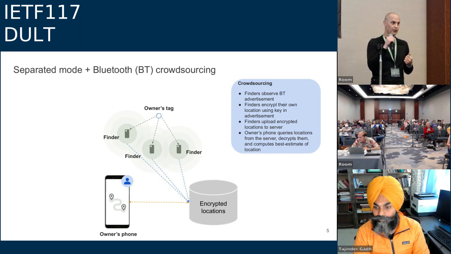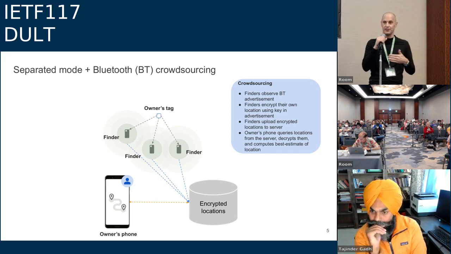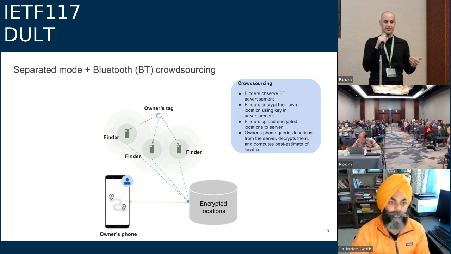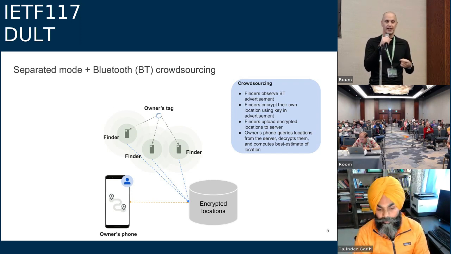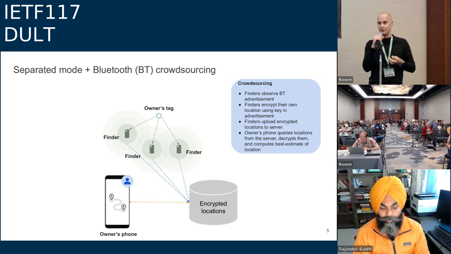Then when the owner's phone wants to know, hey, where's my tag right now? It will query the server for the set of keys that are valid at that time and maybe in the recent past, pull down all the records from the server associated with those keys, decrypt the locations because there's maybe a private diversified set of keys that the owner's device has too, and then compute the best possible location from the set of locations that have been retrieved.